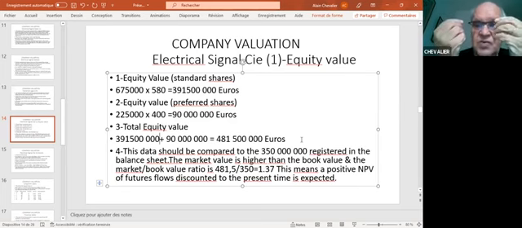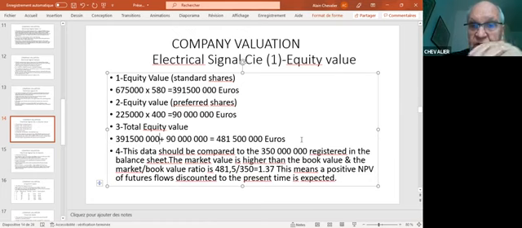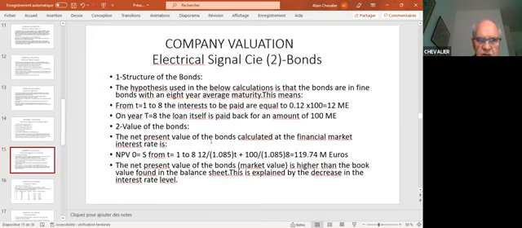It means a positive net present value of future expected flows, discounted to the present time. So expectations are quite positive for this firm. Let's have a look at the debt side now. The structure of the bonds.